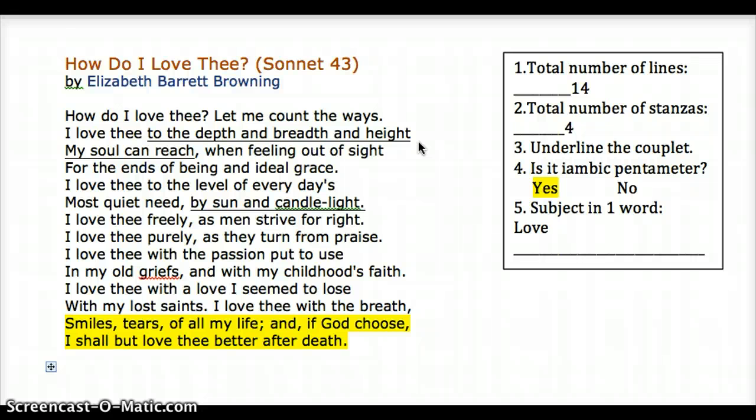It's a form of figurative language. I would call it a hyperbole. Exaggeration for an effect. Here, I love thee to the level of every day's most quiet need by sun and candlelight. Doesn't just mean she's loving in the sun and loving in the candlelight. Those are both metaphors, figurative language talking about how she loves during the daytime and at nighttime.